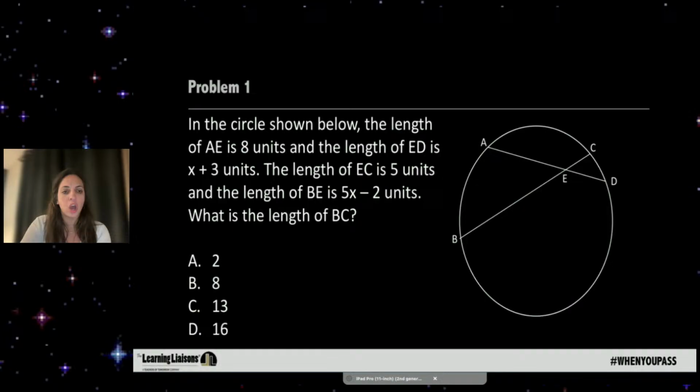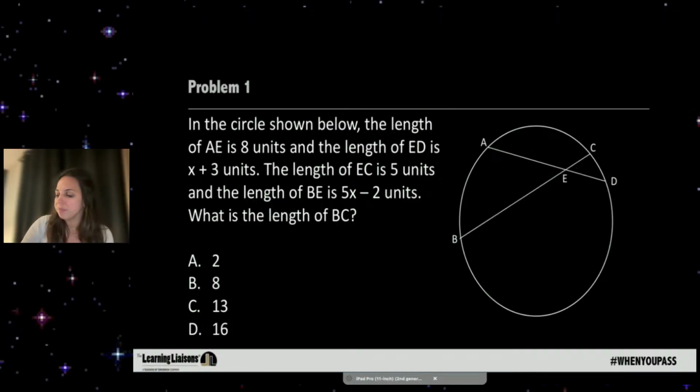So what do we know about the length of chords and their relationships? Well, we know that if I have two chords, I can do the part of one chord times the other part of that chord, and it equals the part of the other chord times its other part. Let me explain that in a little better English. So I can do BE times EC, and it's going to equal AE times ED.